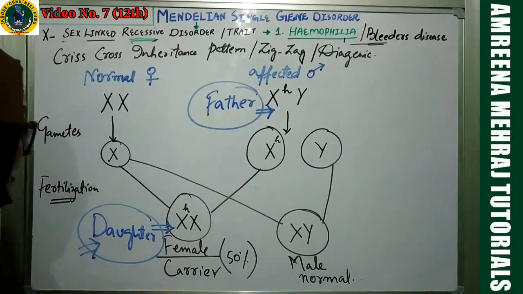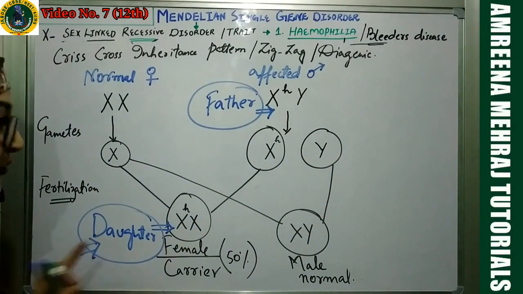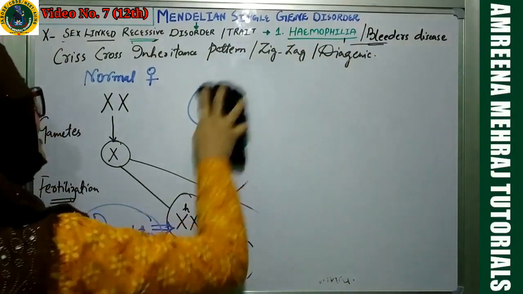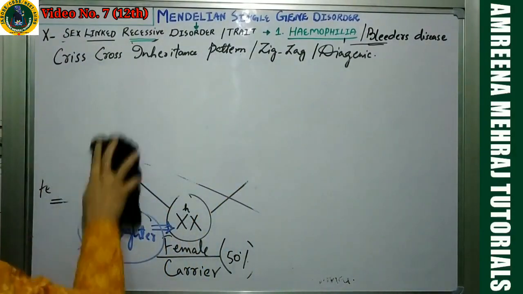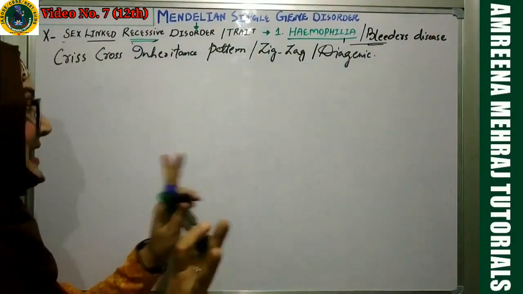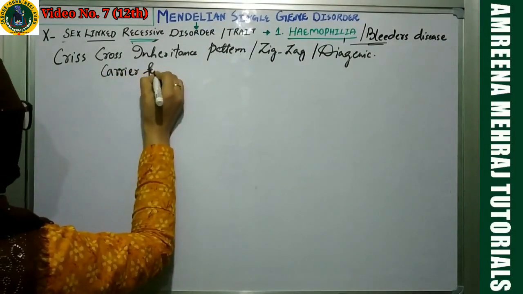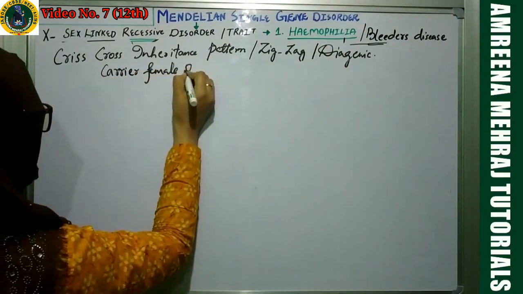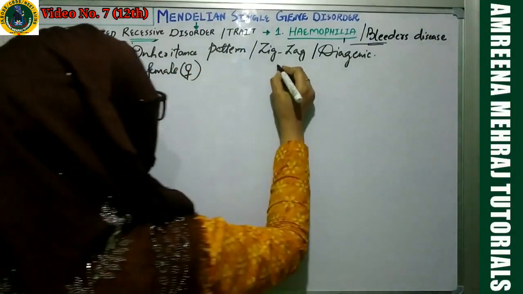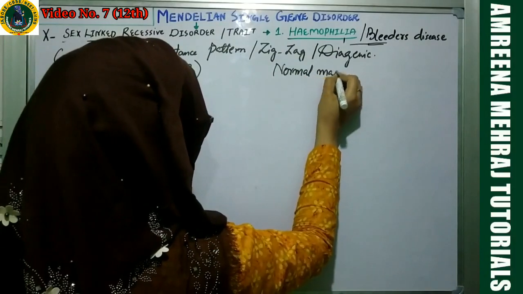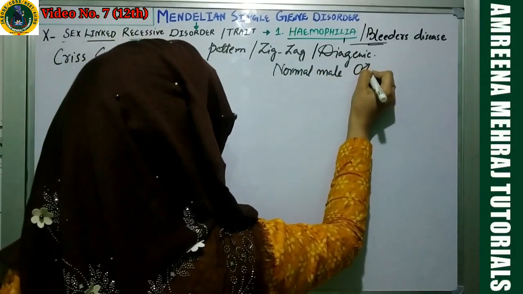So I'll be taking up this carrier female. So I'll rub off this board. Remember the case. I'll be asking you questions once I finish it. Okay. Now, my dear students, whom will I take? I will take the carrier female. Let me take the carrier female. Okay. And let me take a normal man now. I will take a normal male. A male who is normal.